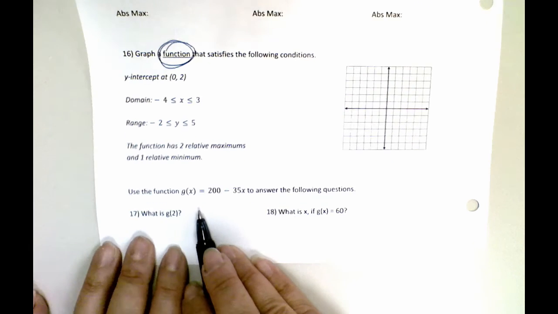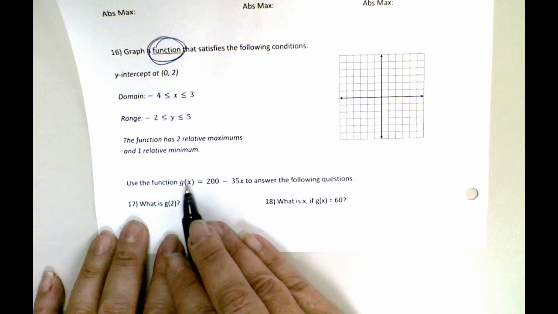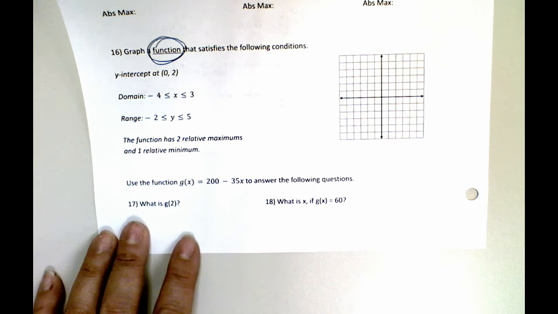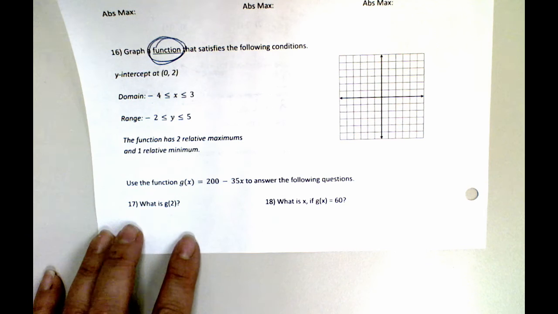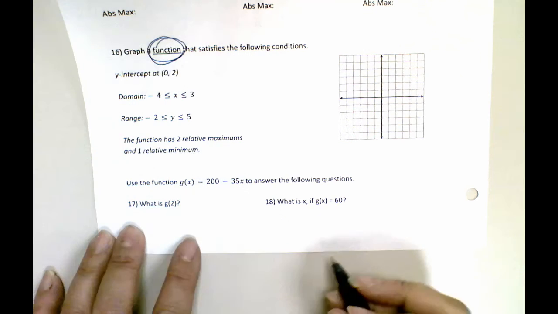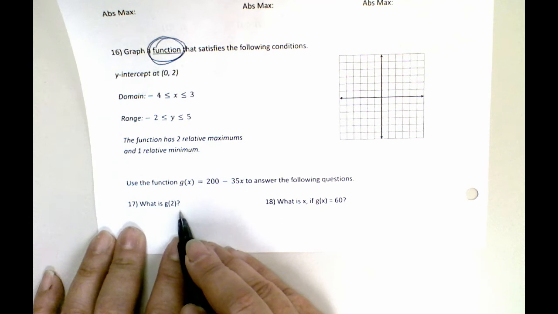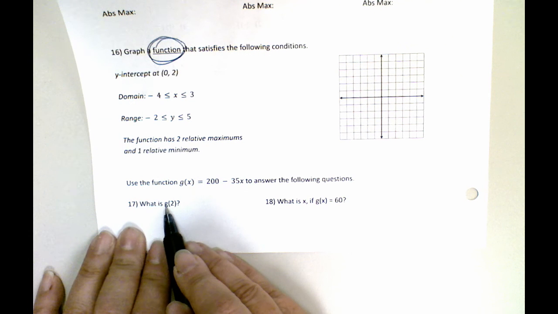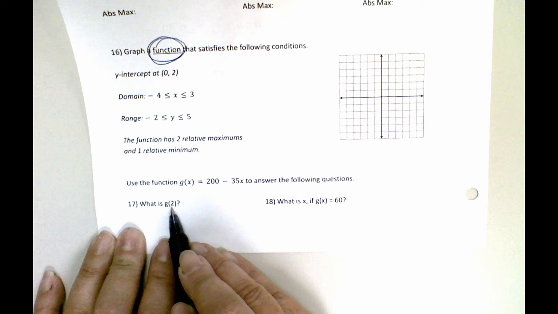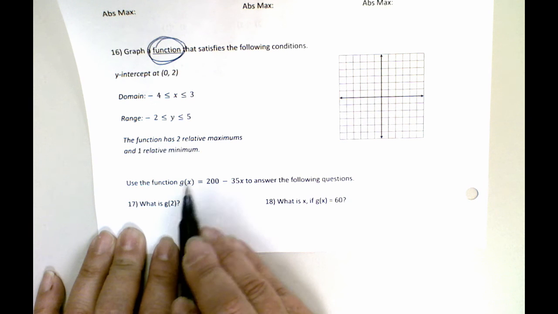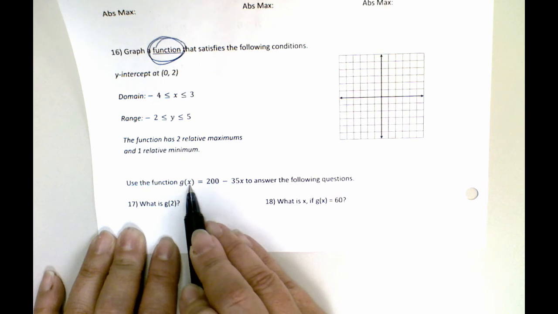All right, last ones. Use the function g of x equals 200 minus 35x to answer the following questions. What is g of 2? So again, when it's worded like this, g of 2, this means plug in 2 for x because the 2 is inside the parentheses, just like x was inside the parentheses.